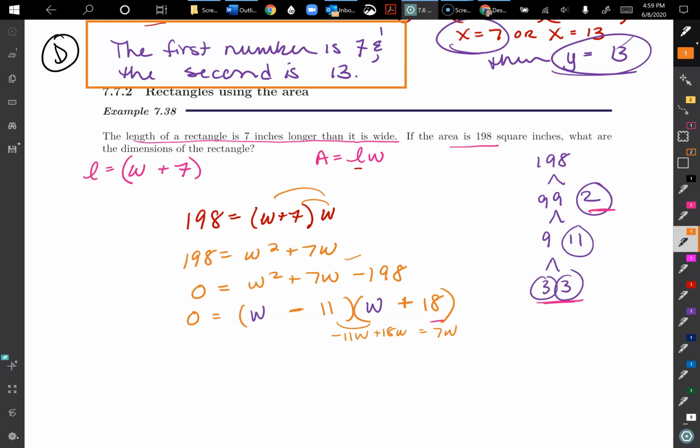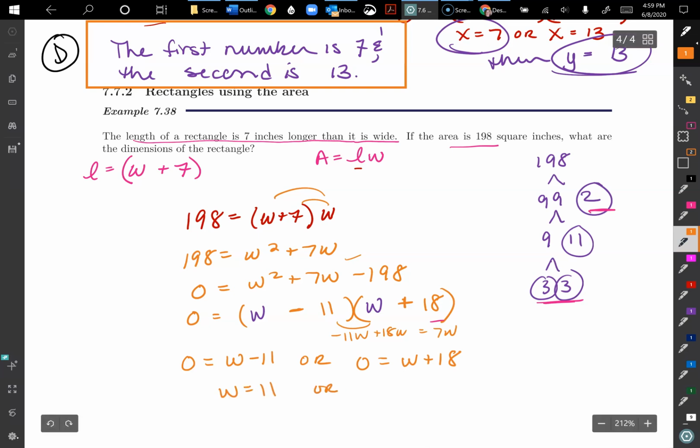Then I'm going to set each factor equal to 0. W minus 11 equals 0, or W plus 18 equals 0. So then I end up with W equals 11, or W equals negative 18. So I just added the 11 to the side, kind of went the other way around and then swapped the order. So I have, let me just write that out.